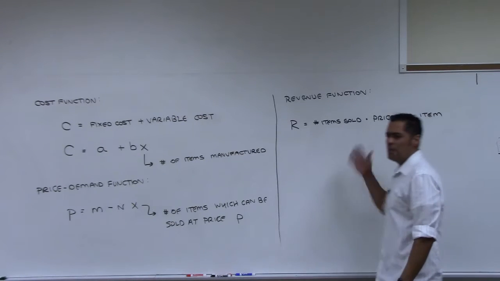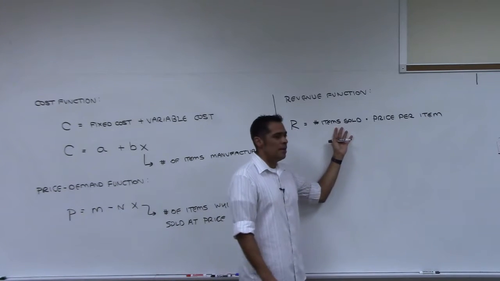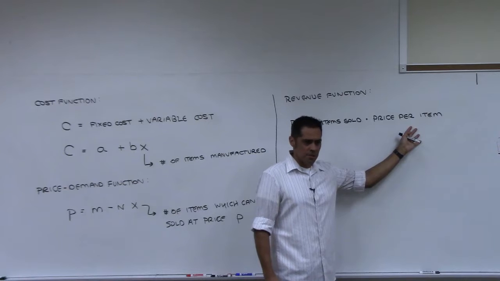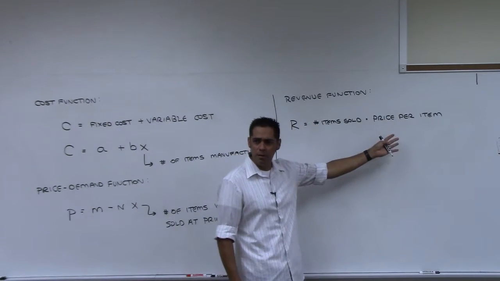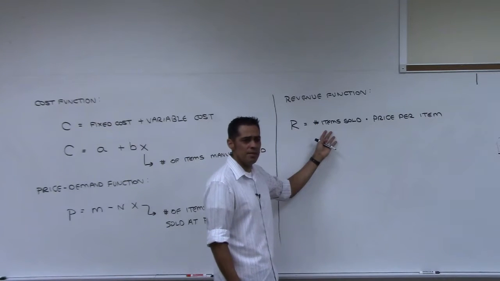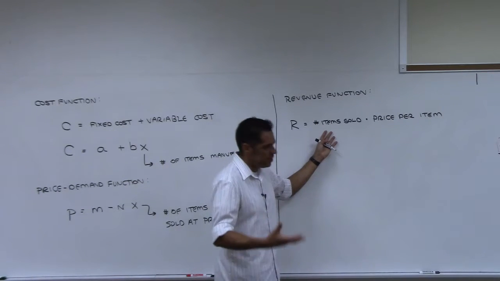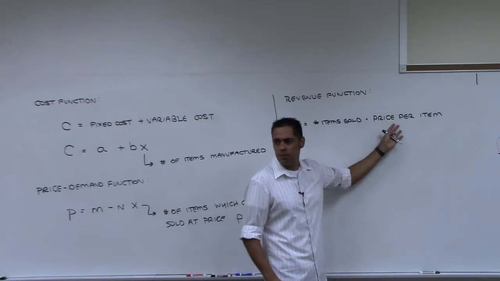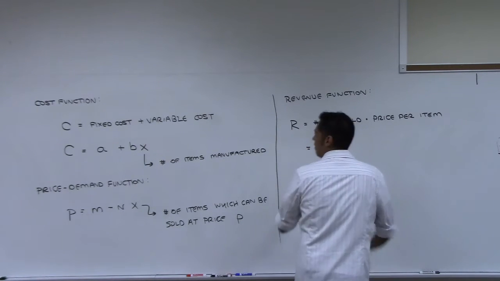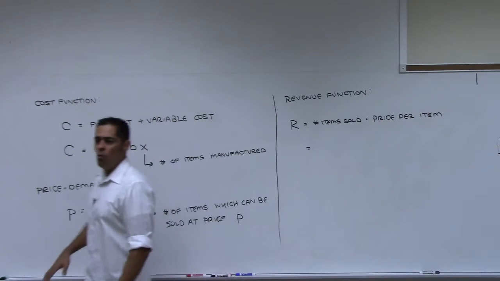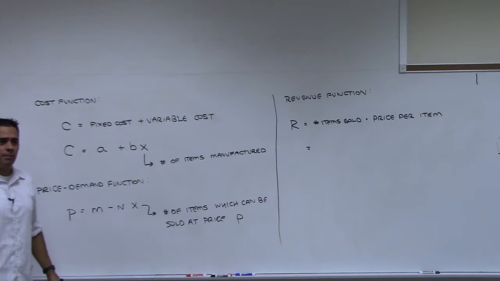So if I sell 1,000 iPhones at $450 a piece, then my revenue would be the 1,000 times the 450. So it's the number of items I'm able to sell times the price per item. All right, can you tell me, in terms of our variables that we have on the board so far, what is the number of items that we could potentially sell?